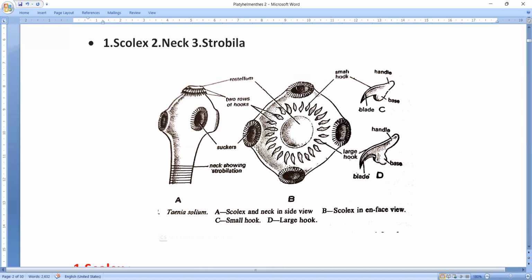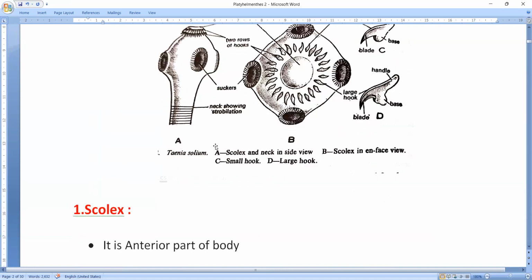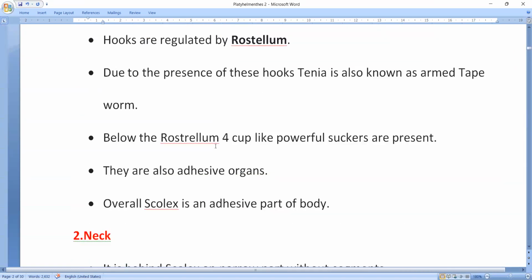So this is the TS of the scolex. The outer hooks are larger in size, and the inner hooks are smaller in size. They are arranged in a flower shape. Anyway, that is about the scolex.